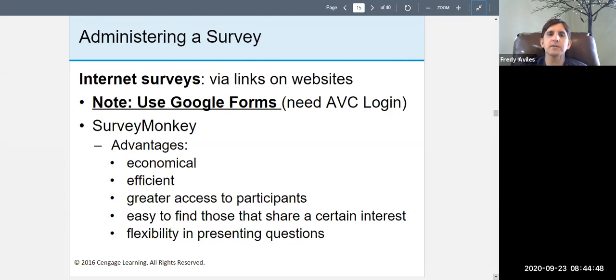I want you to do it by using Google Forms. Please use Google Forms. Remember, we have Gmail at AVC. We actually have an account with Google. All of you do. Your AVC login will get you into Gmail. And you might have another Gmail account. Please don't use that one. Use the one that you use for the college, your AVC login for Gmail.